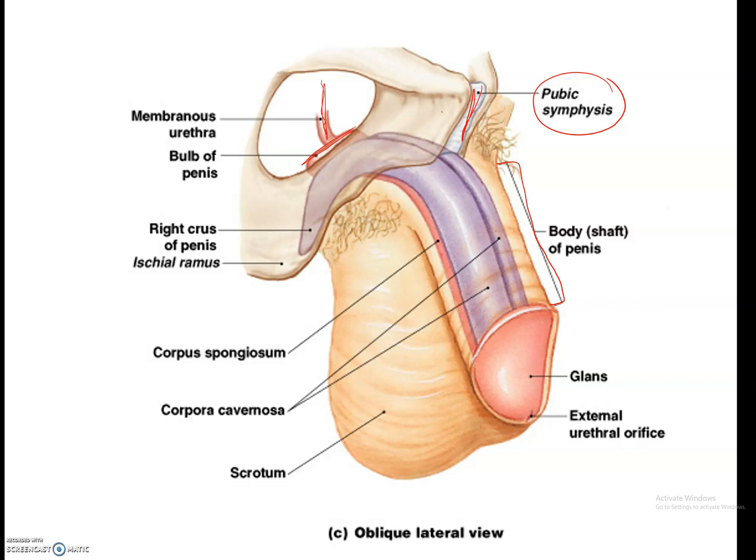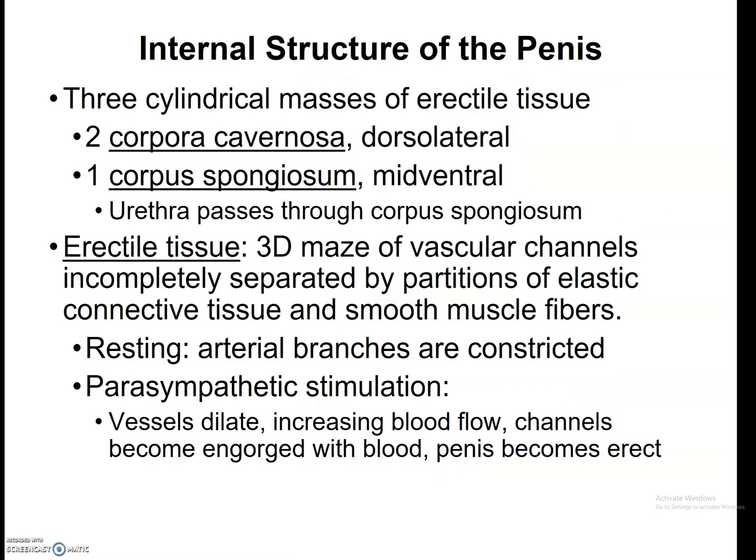There are two layers, I guess you would say, of erectile tissue, the corpus spongiosum, which is on the underside of the penis, and the corpora cavernosa, which is on the top of the penis, so the dorsal surface of the penis. And then we have the scrotum down underneath. The glans of the penis is the region here at the very tip, and then we have the external urethral orifice, or opening.